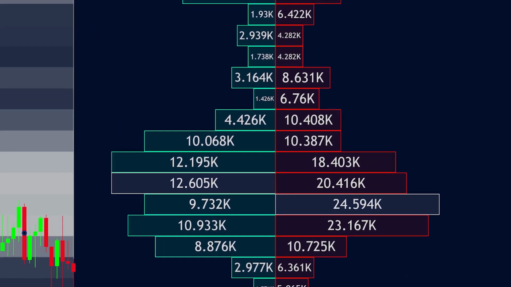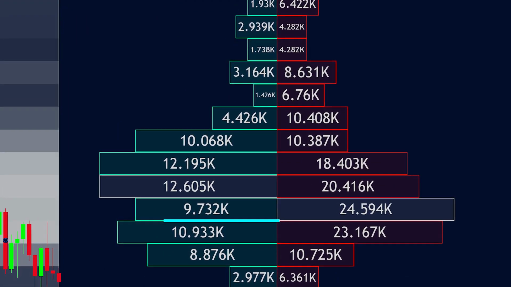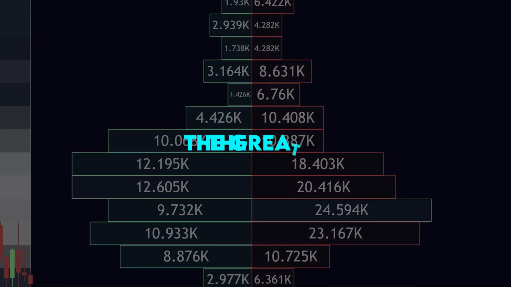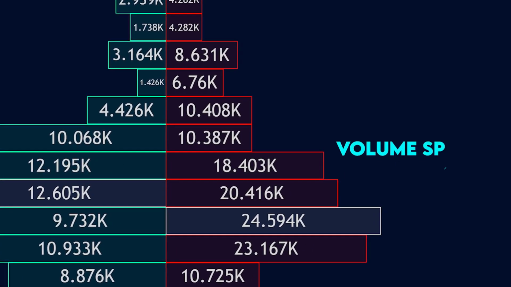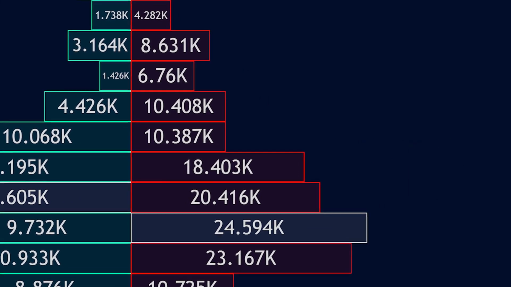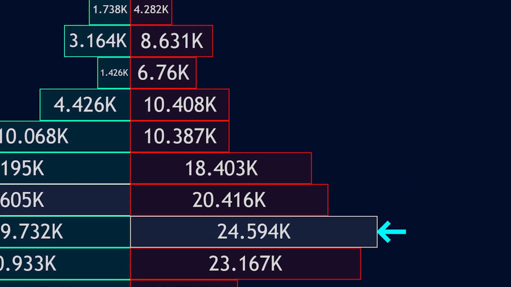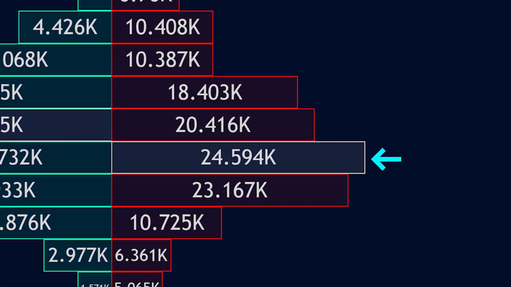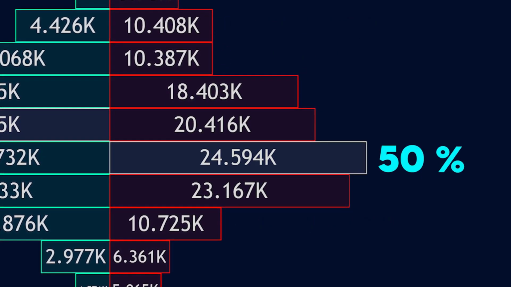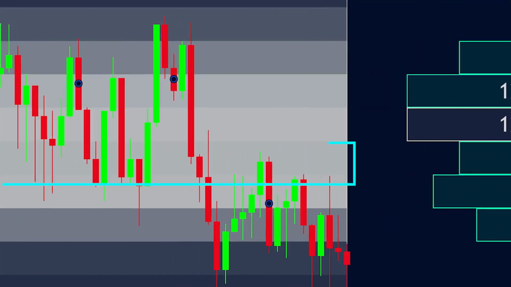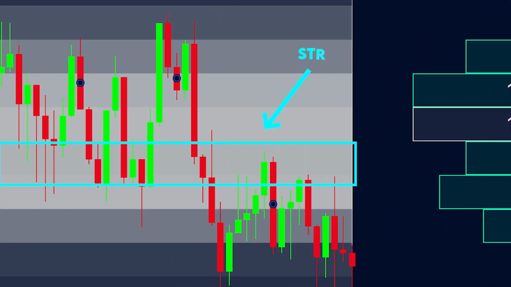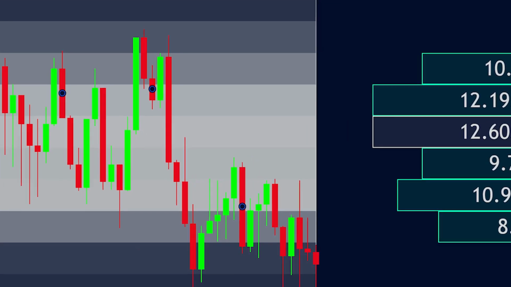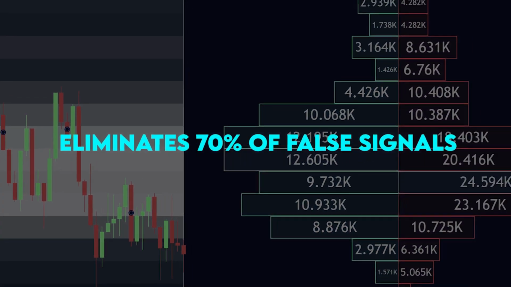You can visually identify strong POCs by the length difference between the green and red sides of the bar. The greater the disparity, the stronger the level. But that's not all, because volume spikes are equally important. POCs formed with massive volume carry more weight than one formed with average volume. Look for POCs where the total volume exceeds the average volume by at least 50%. These indicate significant institutional interest and are much more likely to act as strong support resistance zones. Setting these minimum thresholds eliminates 70% of false signals.